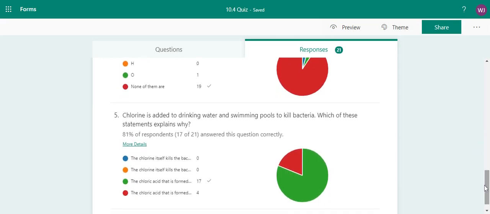Question 5, chlorine is added to drinking water and swimming pools to kill bacteria. Which of these statements explains why? So we just need to learn the facts for this. The majority of us got this right. It's chloric acid that forms. So it's not the chlorine itself.